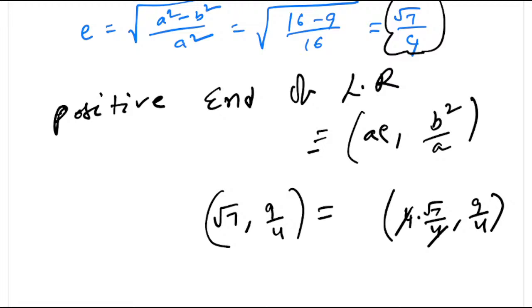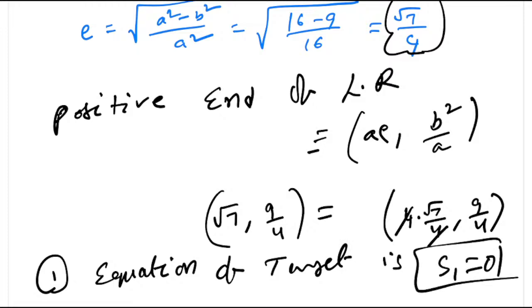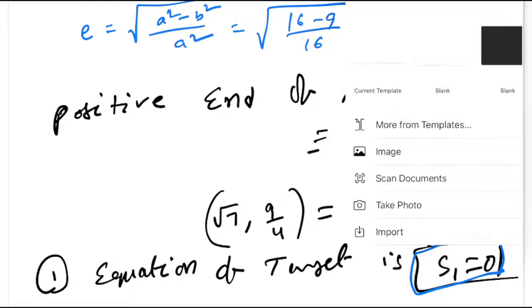So what is the equation of the tangent? Question number 1, we are going. Tangent and normal they are asking. So the equation of tangent is S1 equal to 0, do you remember this? For any curve, the equation of tangent is S1 equal to 0. This is common for any curve.